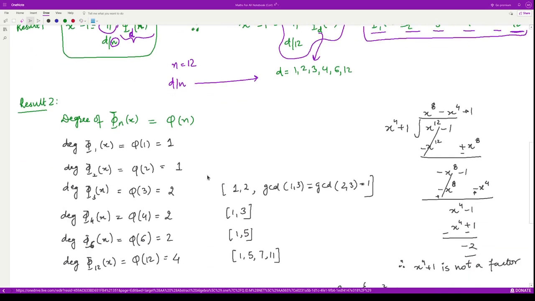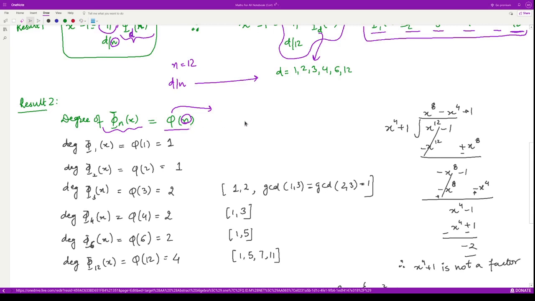So there is a second result: the degree of this cyclotomic polynomial phi n of x is equal to phi of n, where what is this phi? This is the Euler phi function, right? And it gives you the number of positive integers relatively prime to n. For more details about this Euler phi function and the cyclotomic polynomials, you can have a look at video number 19 from the playlist Field Theory, the link of which is given in the description.